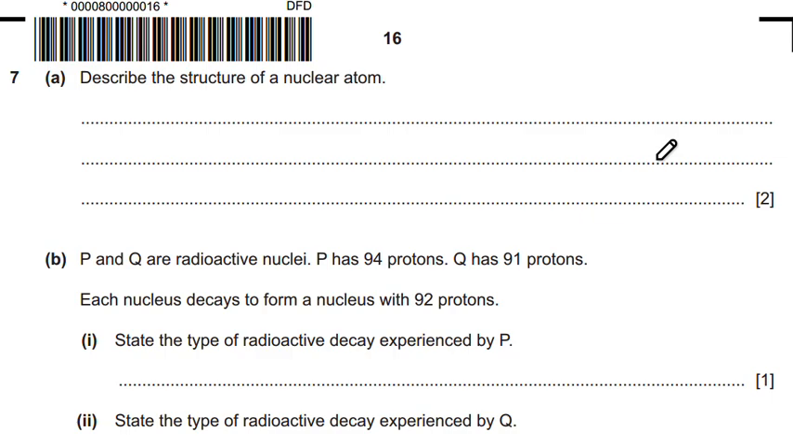Okay, structure of nuclear atom. It is a nucleus where mass and positive charge are concentrated, and electrons outside that revolve in orbits.